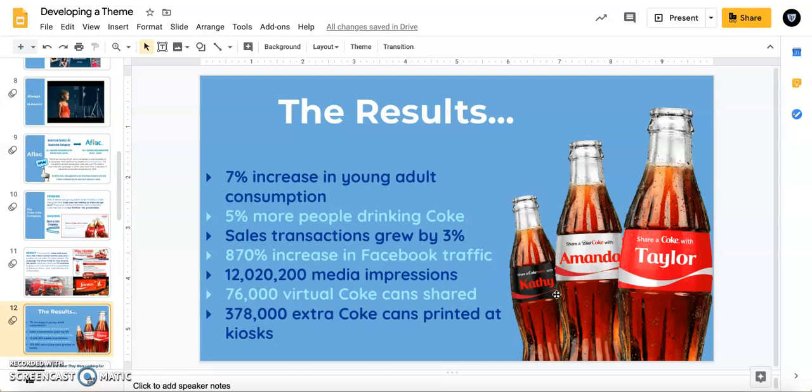People were going to their kiosks where they could print out their own labels. Huge results for such a small change. Okay. Now, the next slides are super important. So if you're still with me, I'm going to buzz through these.